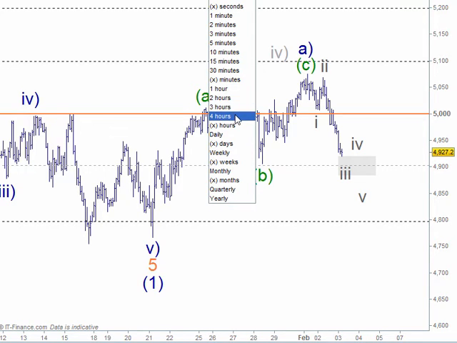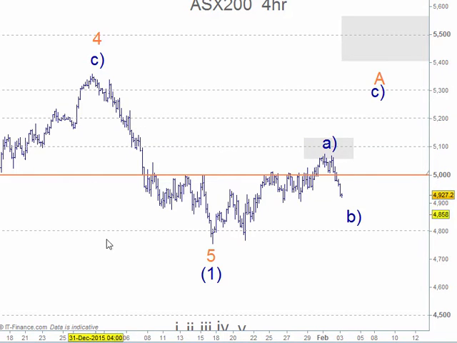Let's have a look here. If I followed the correct count, then we would see a move down, probably to the 61.8% mark, so roughly below 49 here would be the 60% mark. So it's possible that we would see this down here as an A and a B and a C wave to this point here.